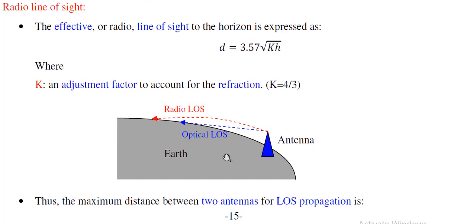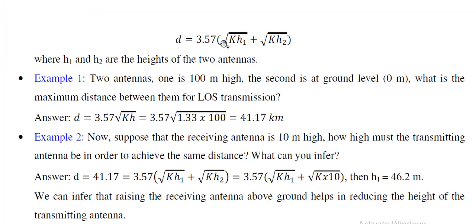If we now have a transmitting antenna and a receiving antenna, both with a height. If we have two antennas, one with height h1 and one with height h2, then the distance between them is adjusted as follows, which means that we will use the two formulas with h1 and h2.